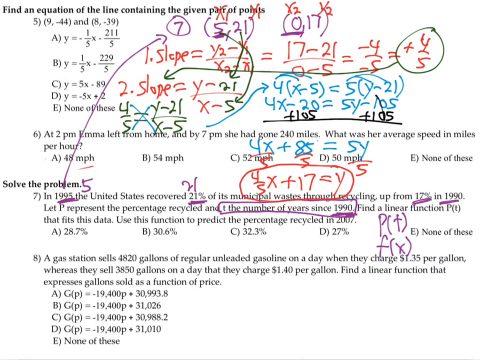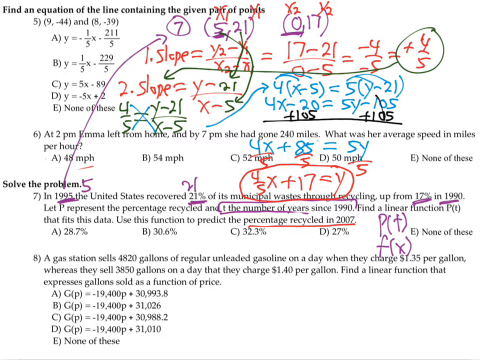Now hold on. We're actually not done. That's a lot of work and we're still not done with this problem. Yeah, now we plug it in. You see this last part? It says find a linear function. Use this function to predict the percentage recycled in 2007. So I want to use that equation that we just worked hard to get. How can that help us figure out the percentage recycled in the year 2007? What do I do?